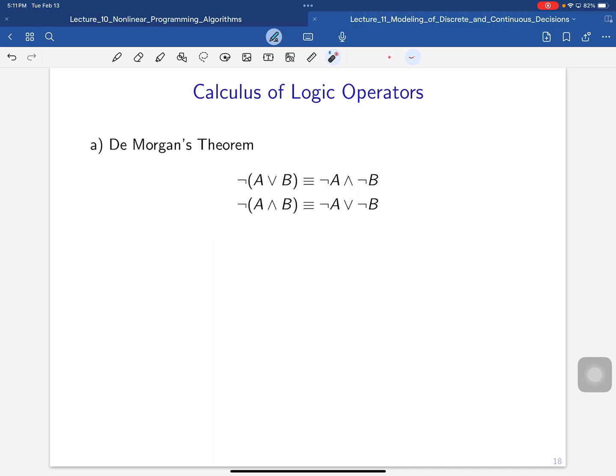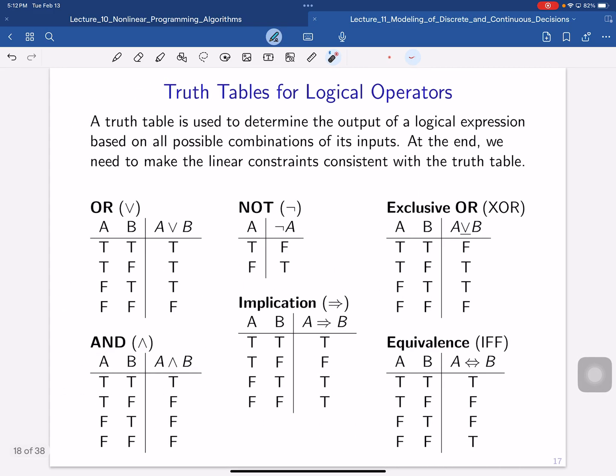Okay. So now let's talk a little bit about the so-called calculus of logic operators. We will talk about these six, let's call them the six basic logic operators.